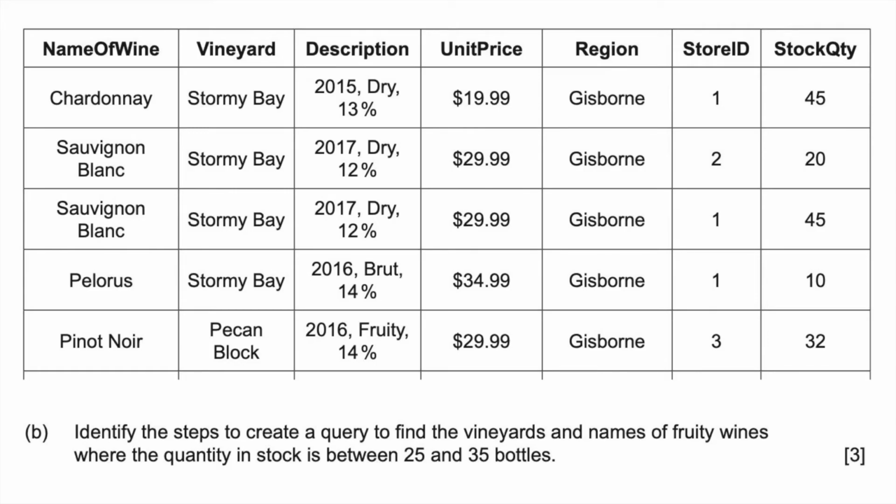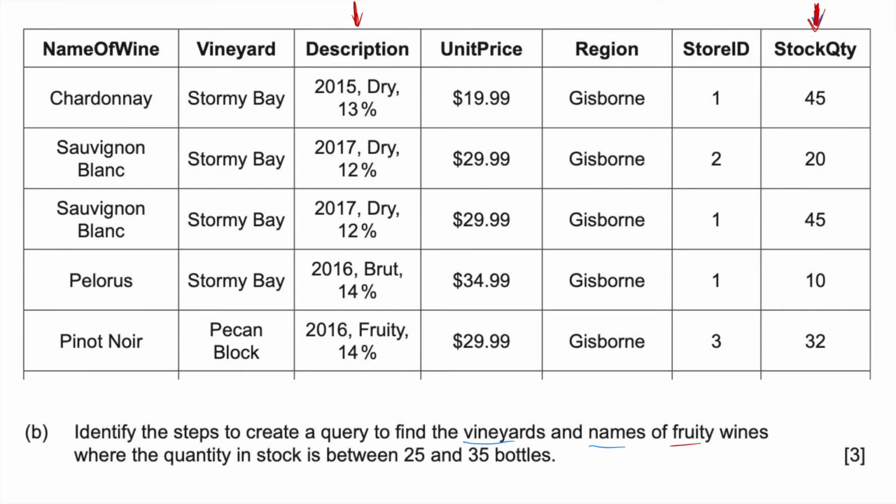It says identify the steps to create a query to find the vineyards and names of fruity wines where quantity in stock is between 25 and 35 bottles. So we're going to be checking the stock quantity. Okay, so I'm going to write down what matches the criteria in blue. Or actually, I'll write it down in red. So our one criteria is going to be stock quantity. And the next criteria is actually going to be in the description. So fruity wines. So we're going to be looking in the description for fruity.